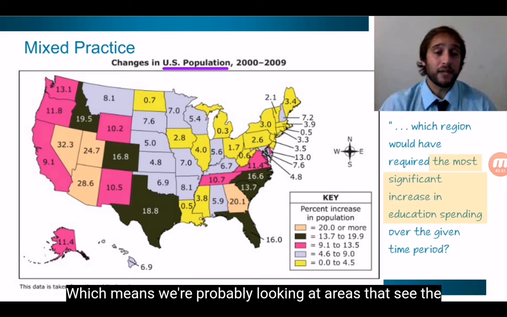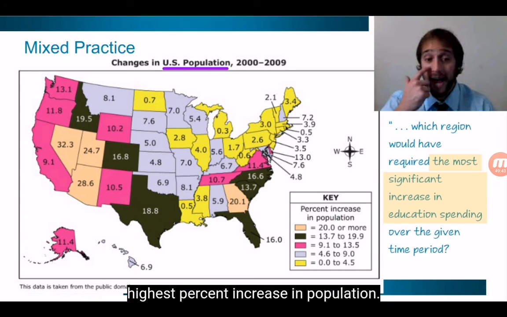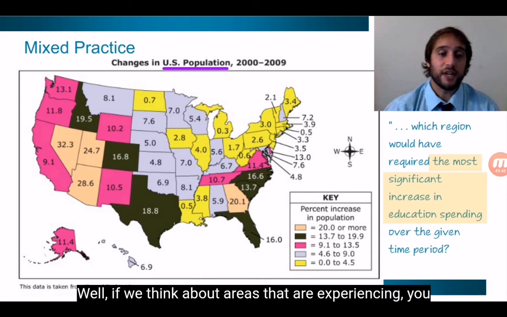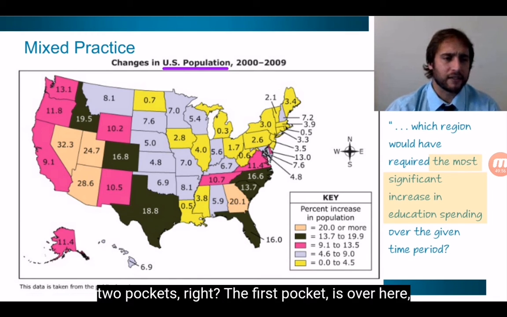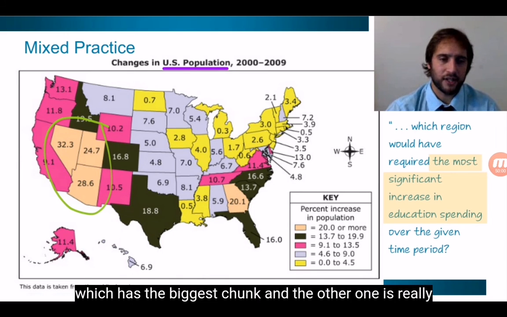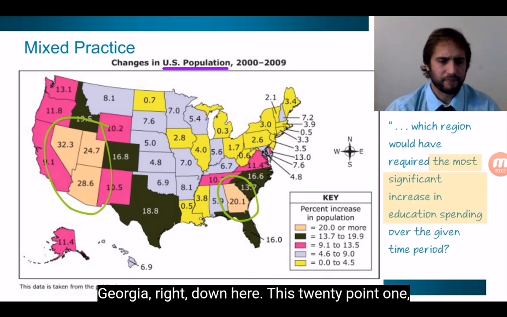Which means we're probably looking at areas that see the highest increase in population. Well, if we think about areas that are experiencing a large increase in population, there's really two pockets, right? The first pocket is over here, which has the biggest chunk, and then the other one is really Georgia, right, down here with this 20.1.